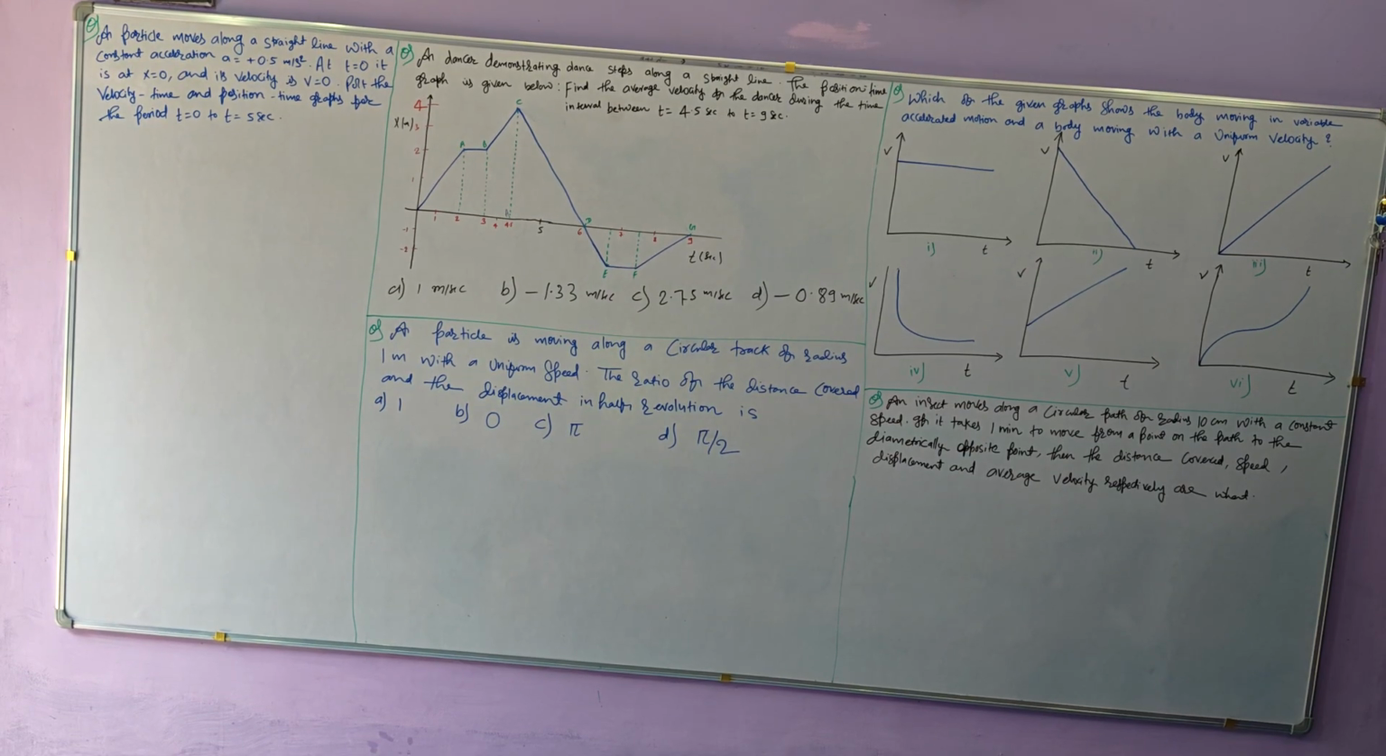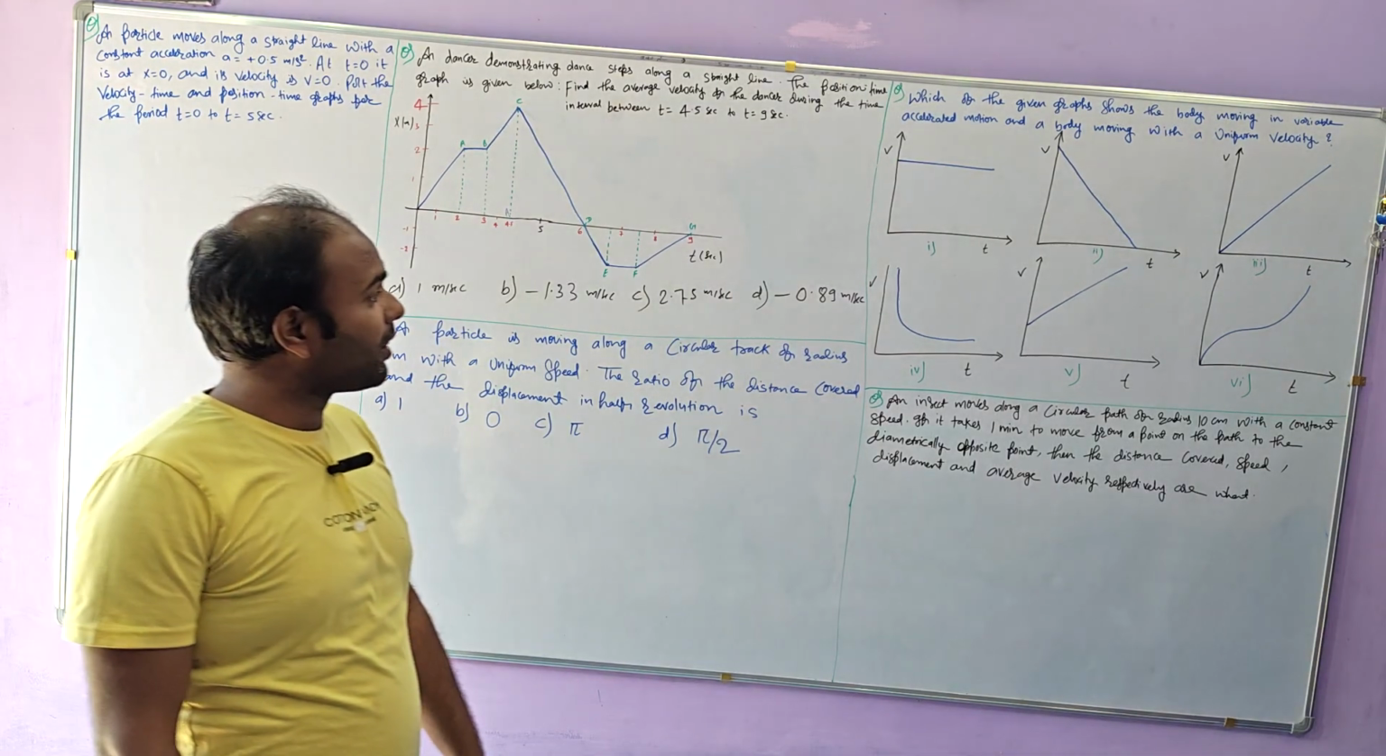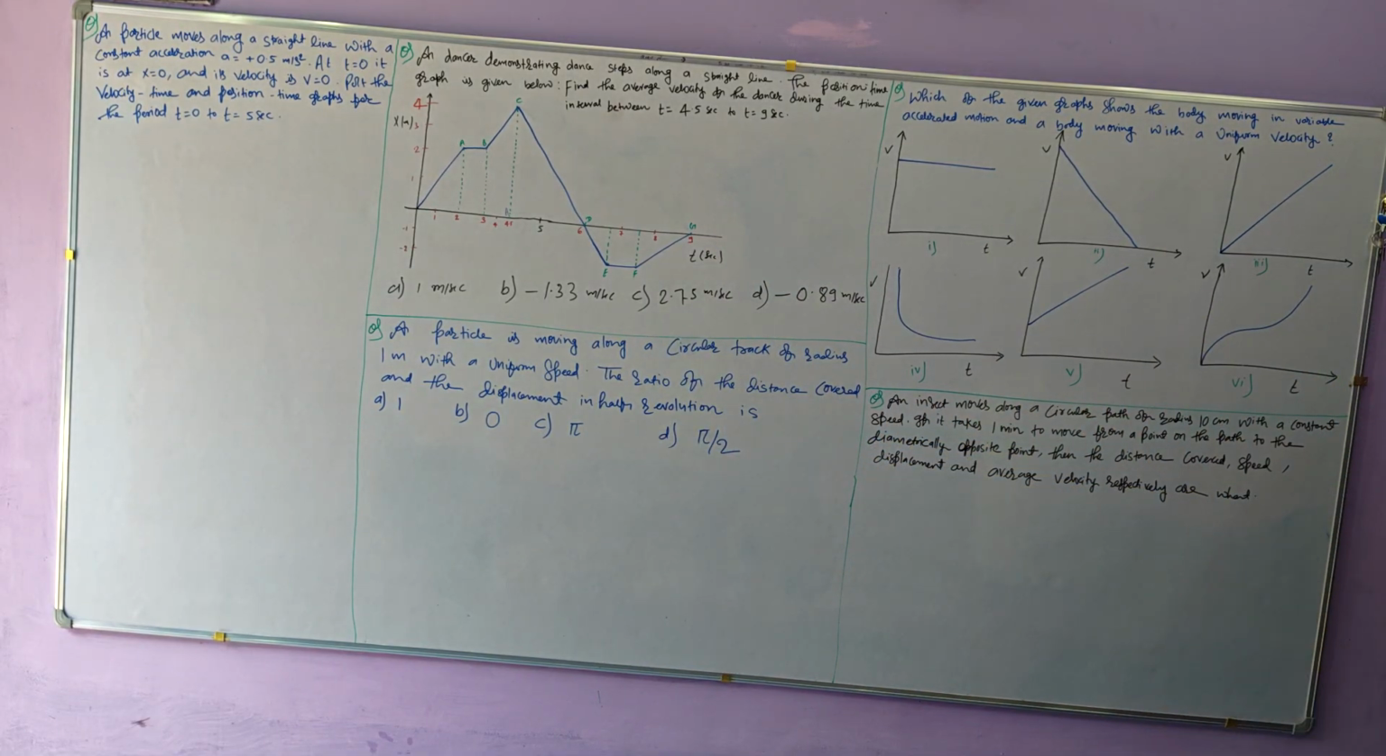So today we have a sixth question from motion. Firstly, which of the given graphs shows the body moving in a variable accelerated motion and a body moving with a uniform velocity? Variable acceleration motion.